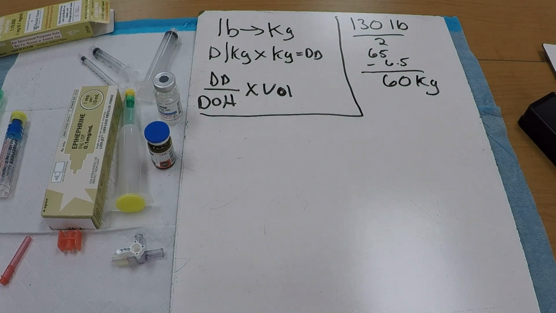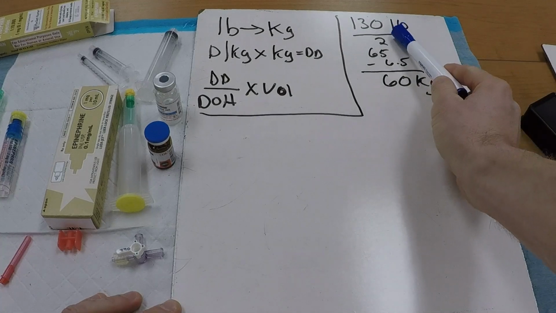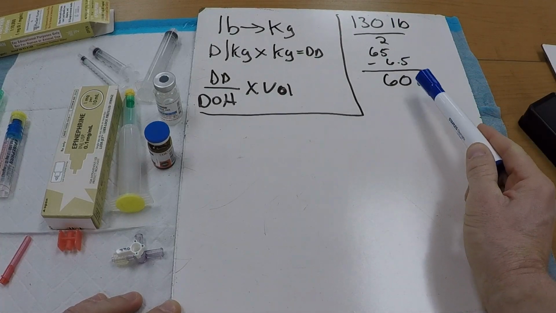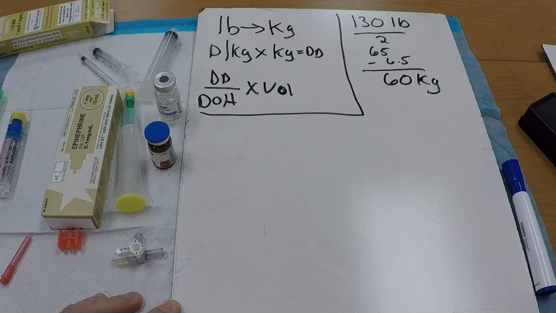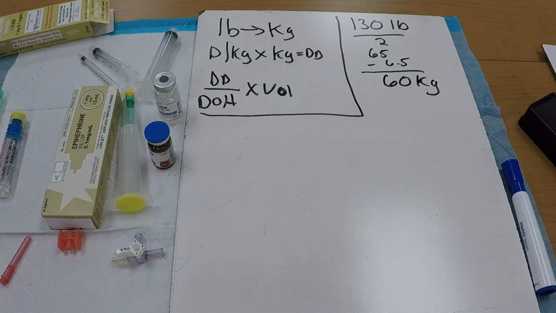Okay, so now we're going to do 2 weight-based doses of ketamine, and we're going to give ketamine for pain. We already have our 130-pound patient. We're going to work with 60 kilograms, which we calculated in the last video. And we're going to do this with 2 concentrations of ketamine.